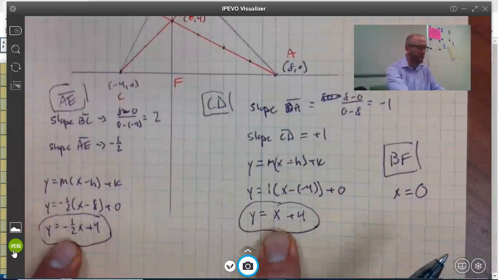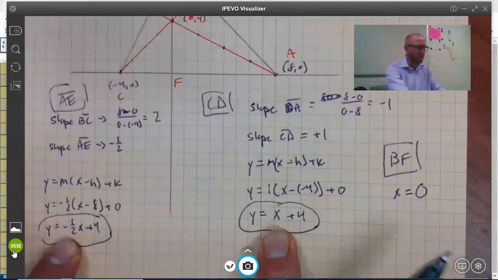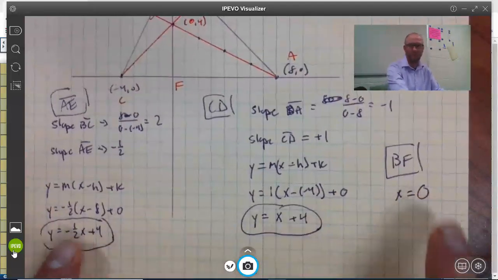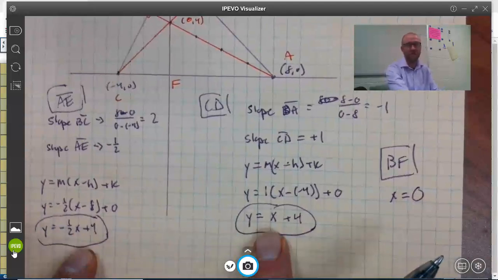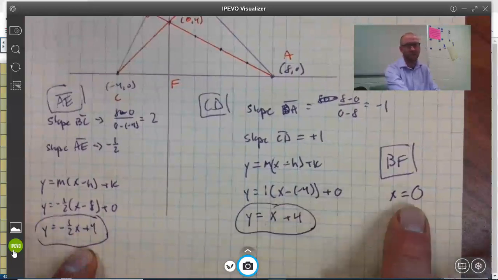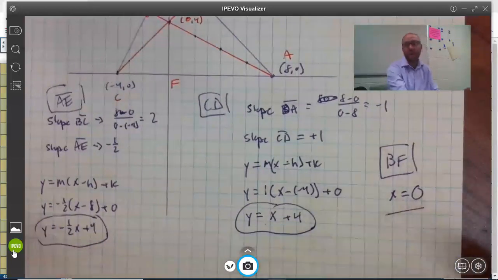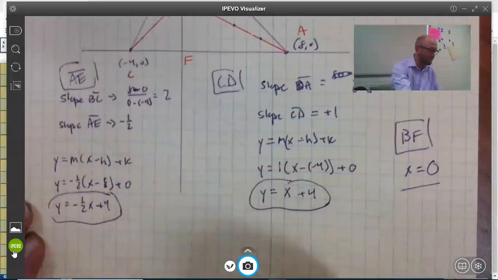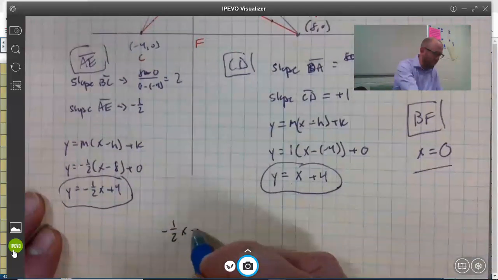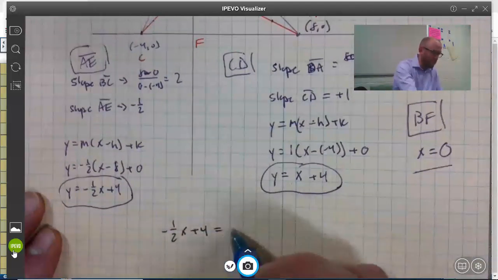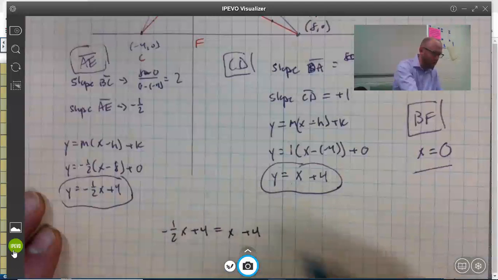I mean, we could find a point of intersection of each pair and show that it's the same point. But it'd be easier just to find these two and show that point is actually on this line, which will be easy because it had better have an x-coordinate of 0. So let's find the intersection. We've got negative 1/2 x plus 4 equal to x plus 4.